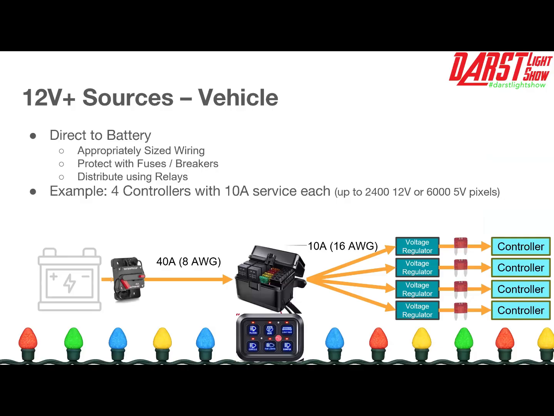So let's talk about wire and protection now. If you're hooking up to your battery, again, use appropriately sized wiring. You want to protect it with fuses and or breakers, and you probably want to distribute power using relays. And this is actually really simple to do. I'm showing you what I did, not exactly, but just to give you a general idea. Say you've got a battery, you put in a circuit breaker rated at 40 amps, which means I'm going to run 8 gauge wire, from the battery to the protection and from the protection to my power distribution.